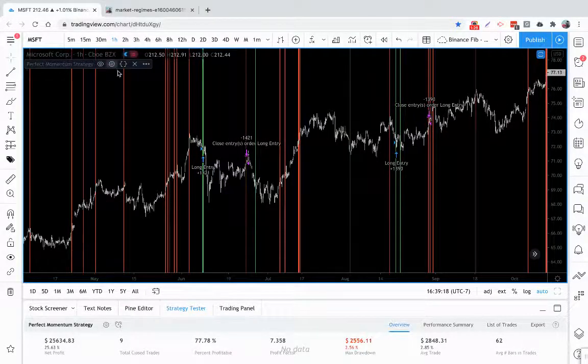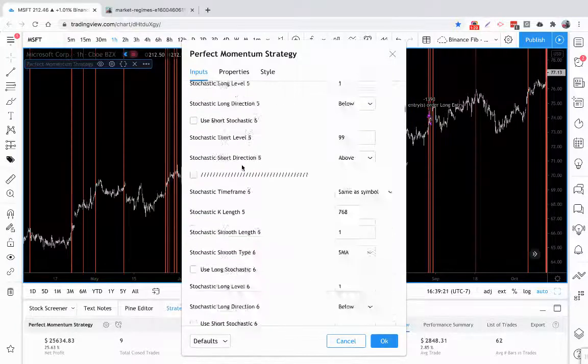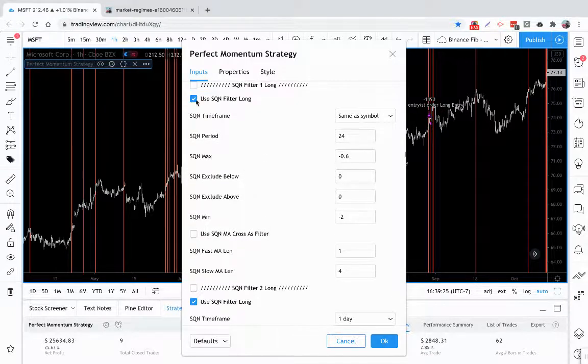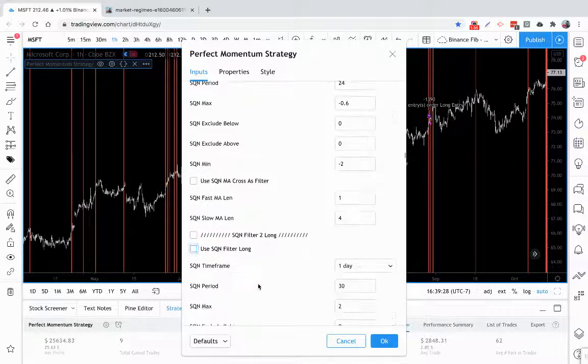So going to our strategy now and looking at the market regime section. Let's scroll down to that. Okay, let me take this off for a second.